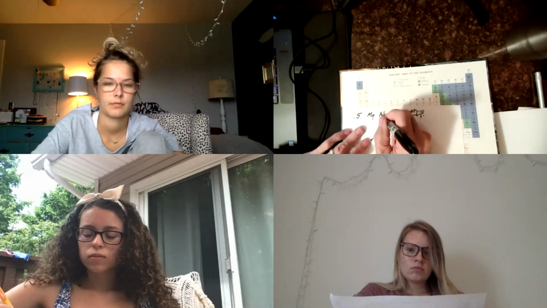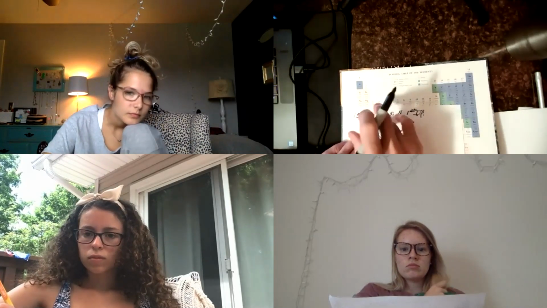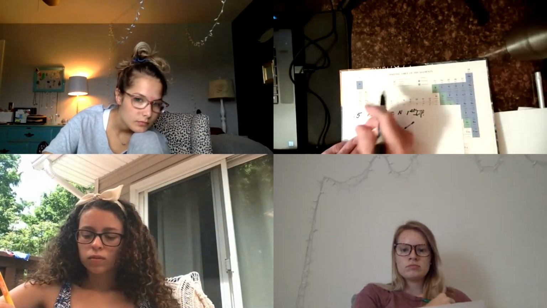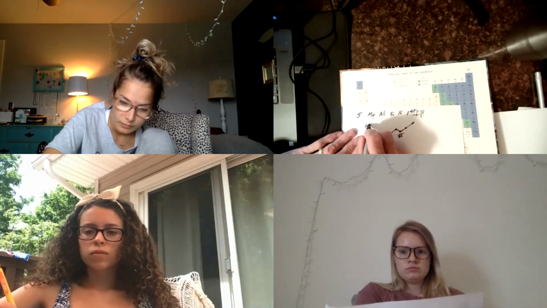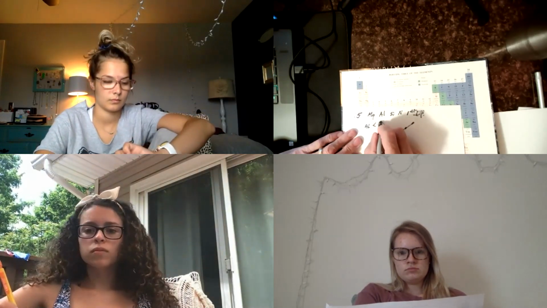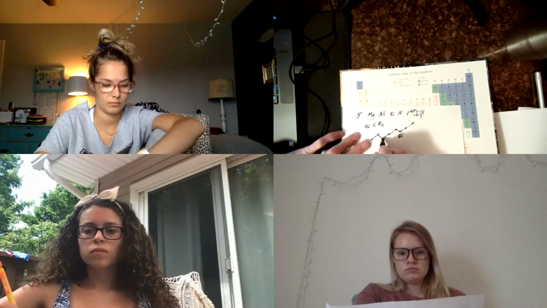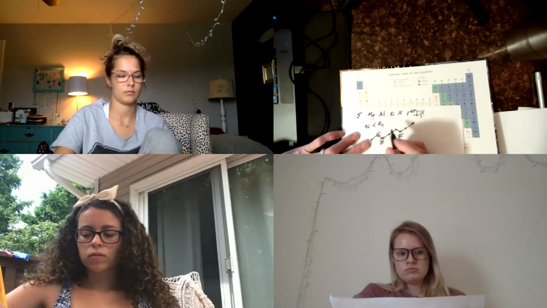Okay, so aluminum is going to be less than magnesium, and these are metals. So both of these are going to be smaller than the non-metals. So aluminum is going to be the smallest, and then magnesium is going to be a little bit bigger. Remember, I'm looking at this one, that's aluminum. This one is magnesium.